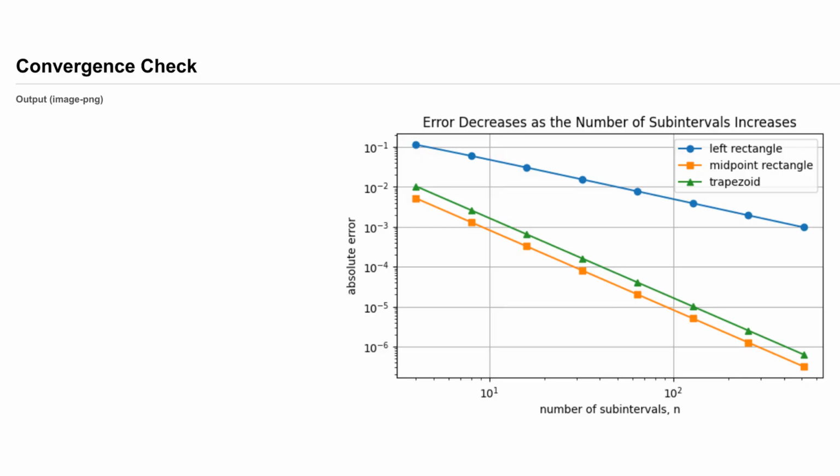methods. The plot demonstrates that as we increase the number of subintervals, the error drops for all methods. However, the lines for the midpoint and trapezoid rules are steeper than the left rectangle line, meaning they converge much faster and are more efficient choices for integrating smooth functions.